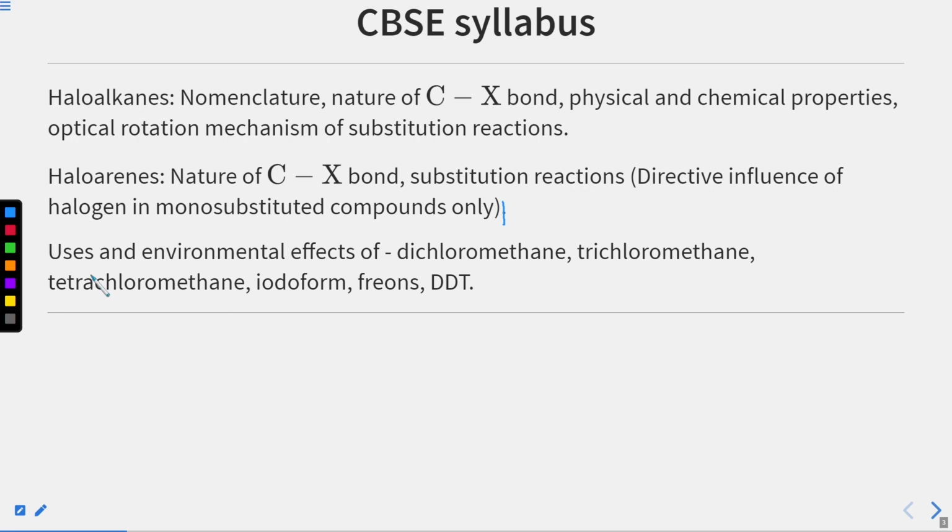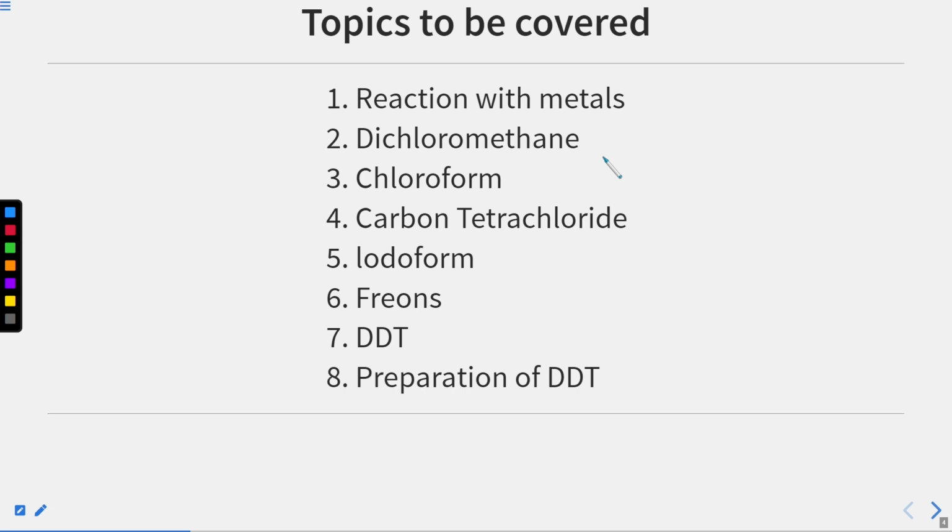Now today we will be seeing the uses and environmental effect of some of the commercially available products, that is dichloromethane, trichloromethane, tetrachloromethane, iodoform, freons, DDT, and their preparation. So we'll see their preparations also. If you look at today's topic, first we will see the reaction with metals. I am just giving a comparison between the reaction of metal. So two cases can arise.